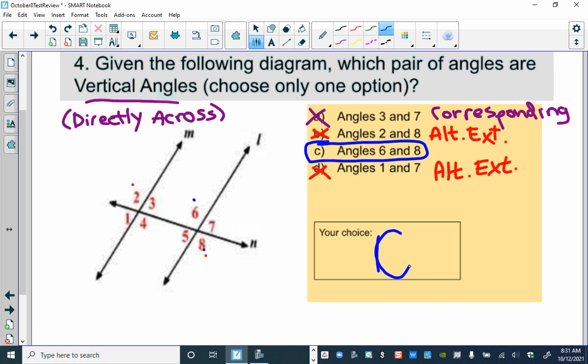Now, vertical angles, are they congruent or add up to 180? Who remembers? Vertical angles, add up to 180 or are they congruent? They are congruent, yes. That's another thing. All right, questions? Okay.